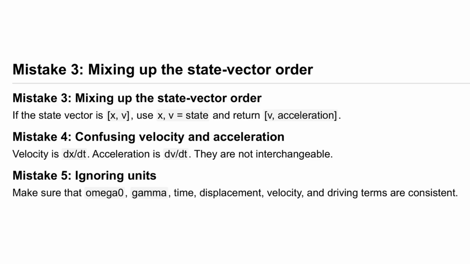Another frequent bug is mixing up the order of variables in the state vector or the return derivatives. If your state is displacement then velocity, you must return them in that exact order. Also, ensure all physical parameters have consistent units, such as radians per second for angular frequency.